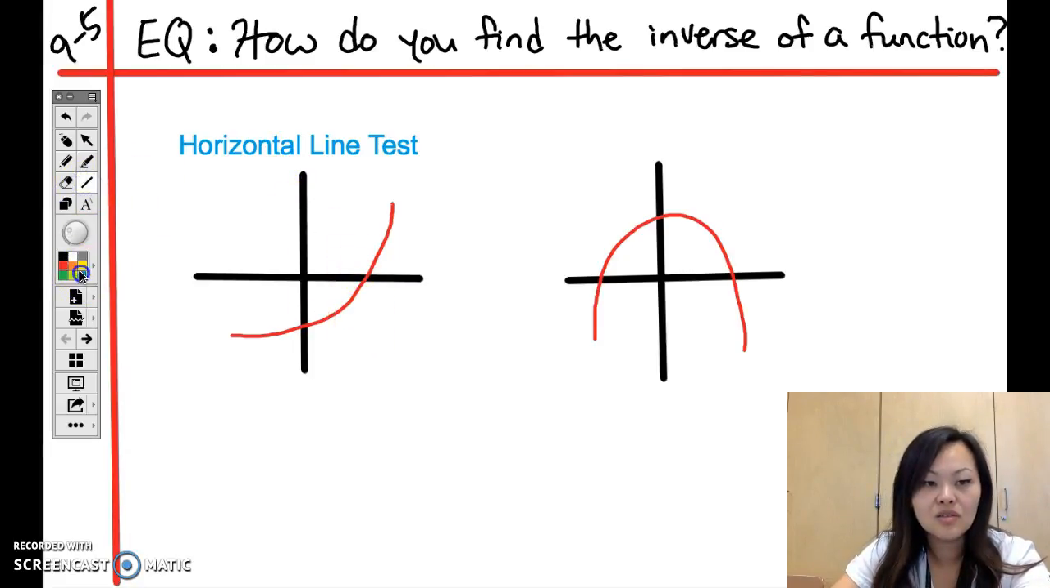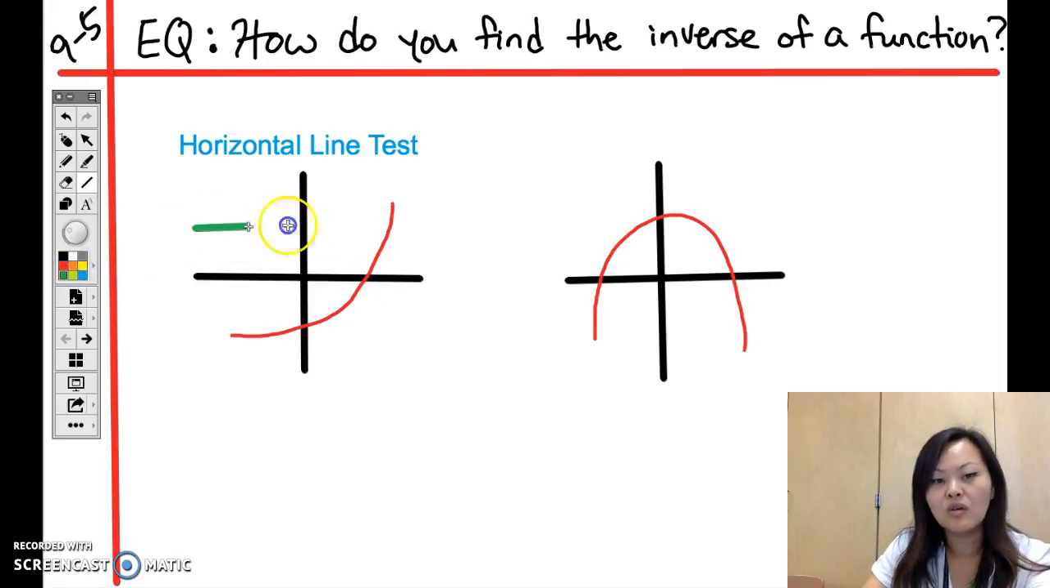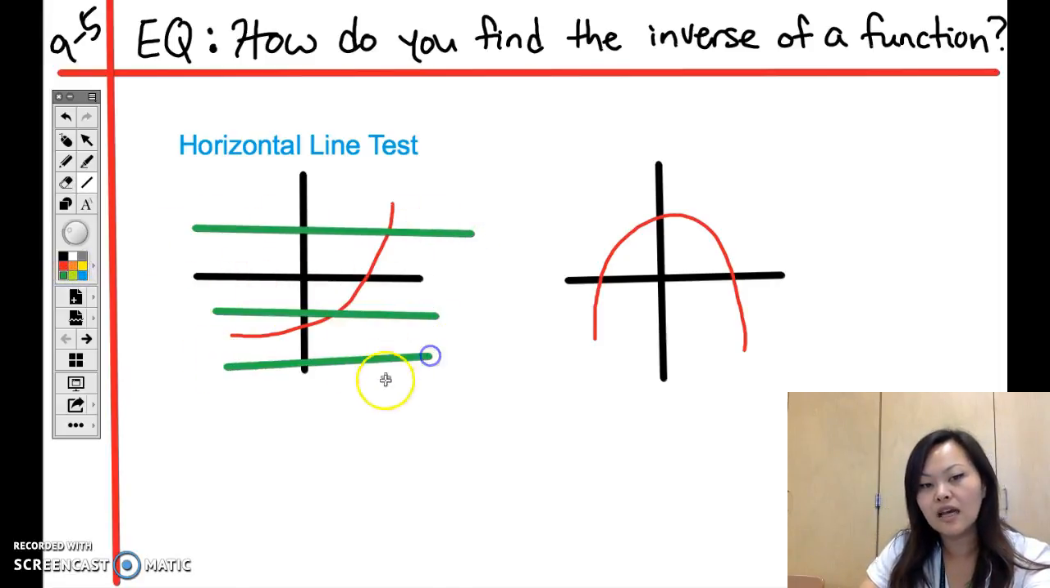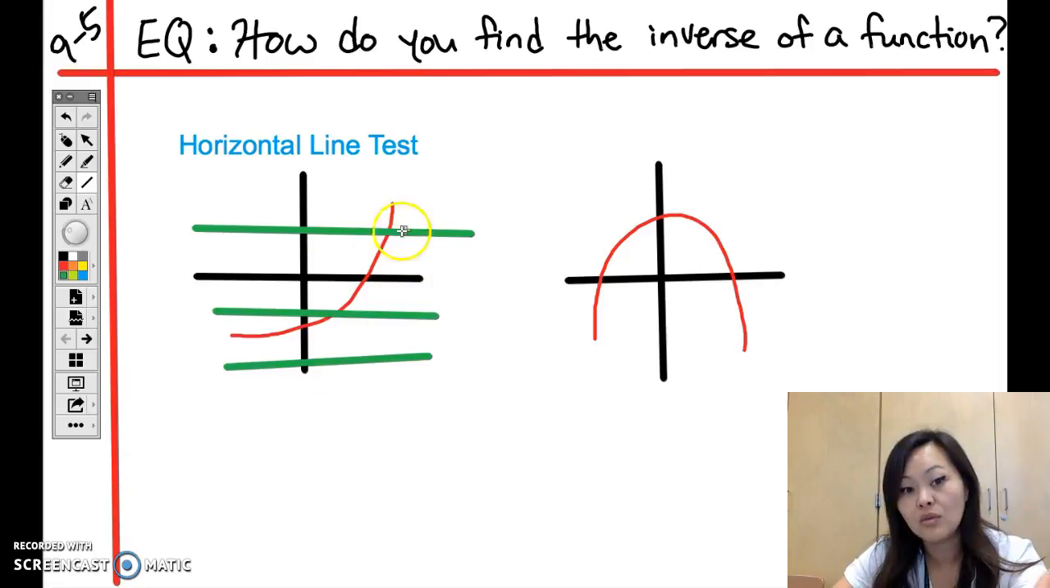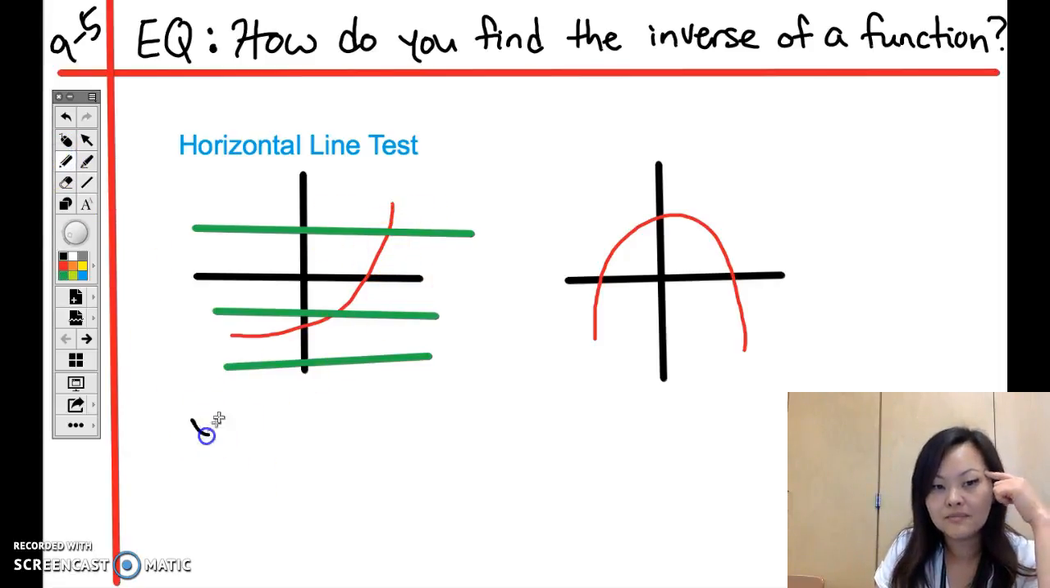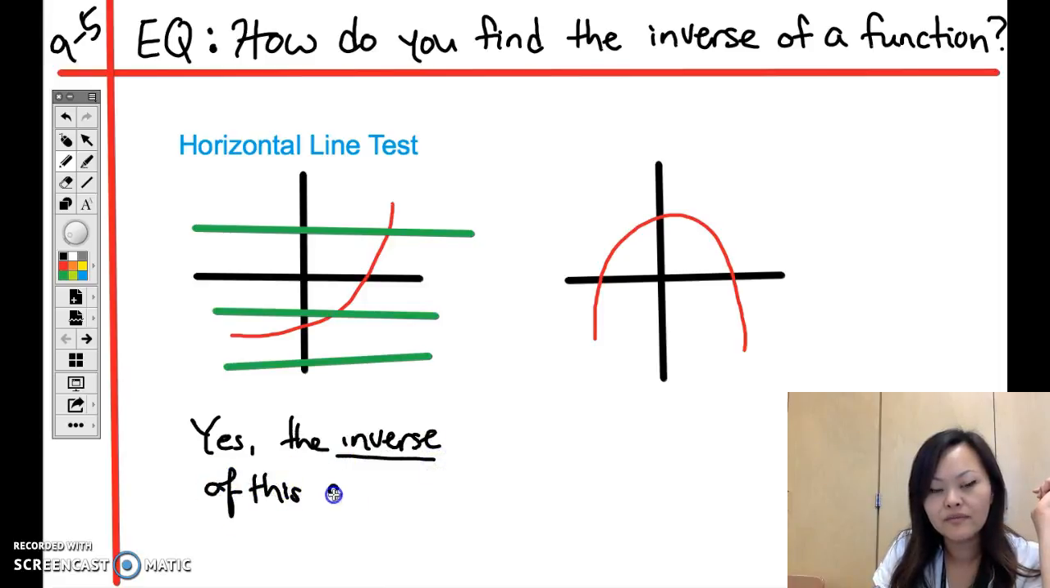So what you're going to do is you're just going to go ahead and draw a horizontal line, and every single time if the graph hits the horizontal line at only one point, then yes, the inverse of this graph is a function.